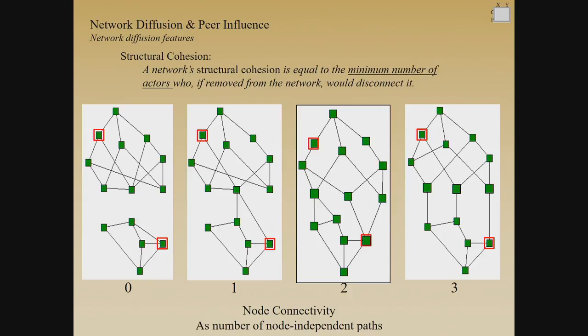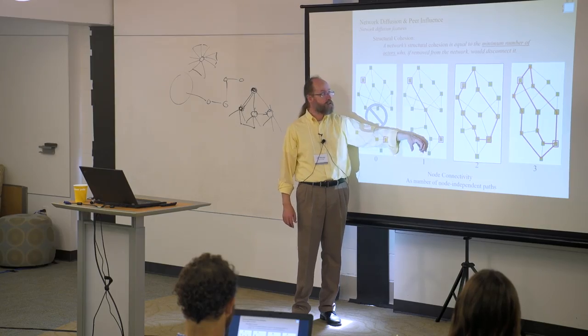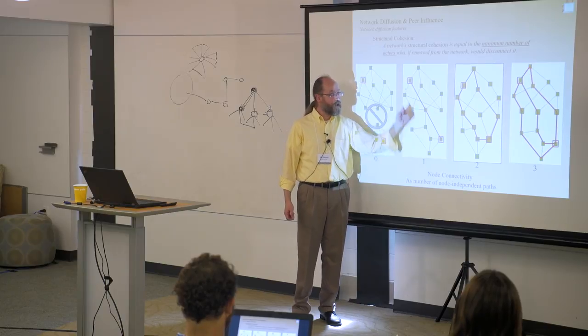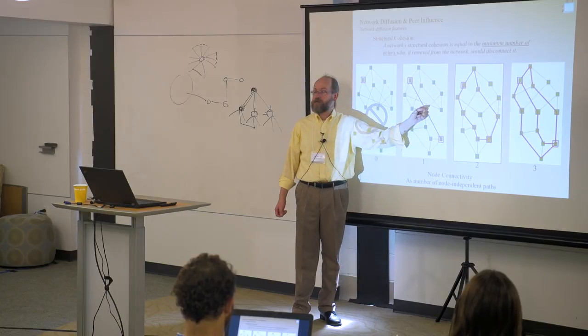It's impossible to hit. On the other hand, if I then go through each of these sets, in this case, there's one single node. This network is called one connected. If I remove that node, it splits into two spaces. From a path standpoint, what that means is that every path that goes from the top to the bottom has to go through this node.